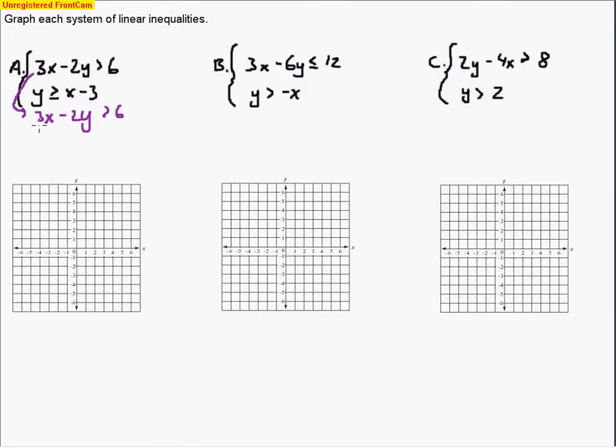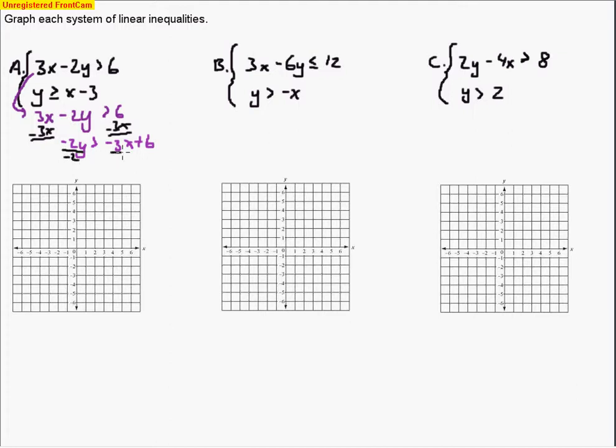So first thing I'm going to do is move that x term over, and so I'm going to subtract that from both sides and rewrite what I've got, and that is negative 2y is greater than negative 3x plus 6. Well, just one more step, and that is to divide by negative 2.